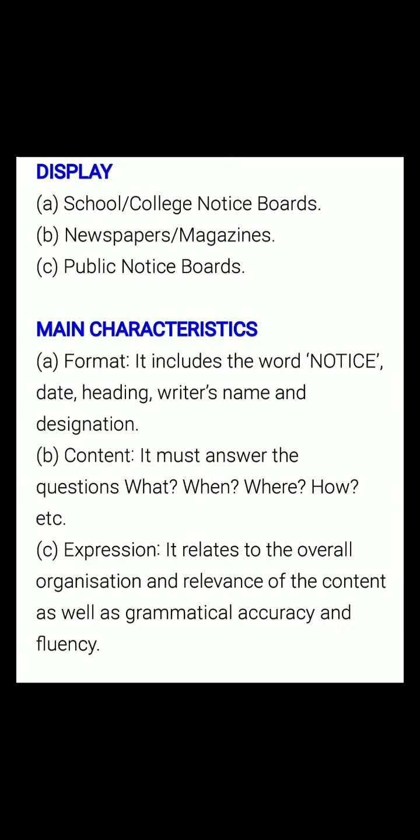In order to write notice effectively, we should keep in our mind three important points. First one is format of the notice, next is content of the notice, and the third one is expression of the notice. Let us see the format of the notice. The notice format has got 7 to 8 parts in it.